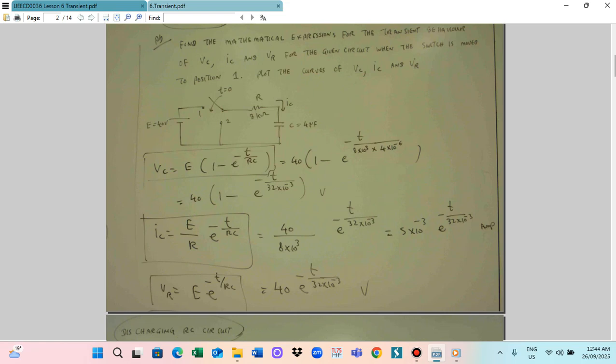And then you switch on the circuit. The resistor is R, the capacitor is C. Then you switch on the circuit and you can calculate IC. IC means charging current. The formula is IC equals E over R times e to the power minus t by RC. So the charging current can be calculated by this formula.